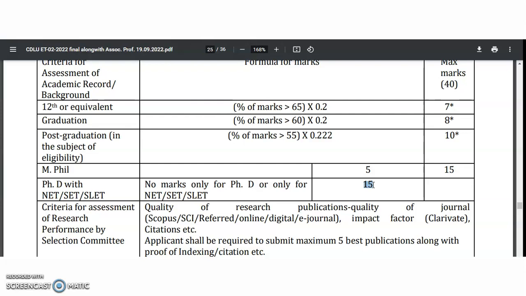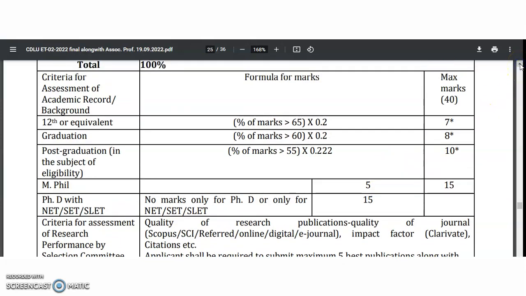I'm requesting you to please share this video with your friends or colleagues who are looking for assistant professor vacancies in the universities. This information will be very helpful to them.